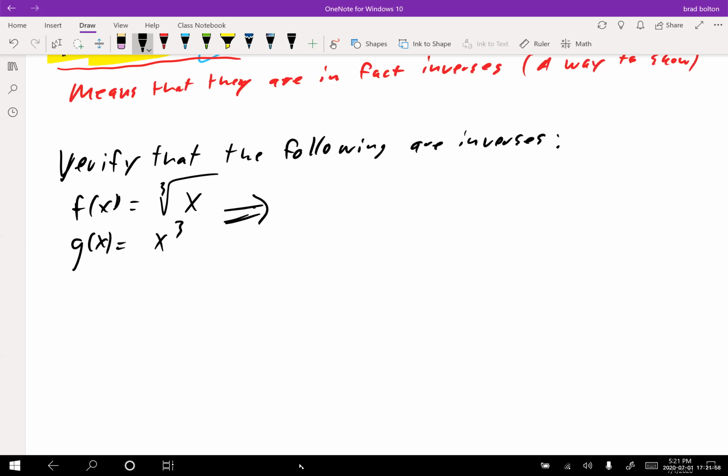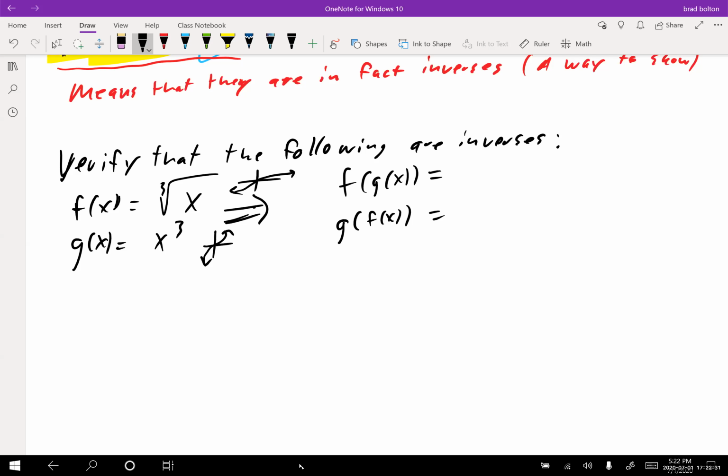So if we want to verify this, first we have to know, are these both one-to-one functions? Well, I know what a cube root looks like, right? A cube root takes on this shape, so that's going to be one-to-one. And we know that x cubed takes on this shape, so that's going to be one-to-one. So they're both one-to-one functions, okay? So now I want to see if they are in fact inverses of each other. So what I'm going to do is find f of g of x, and find g of f of x.